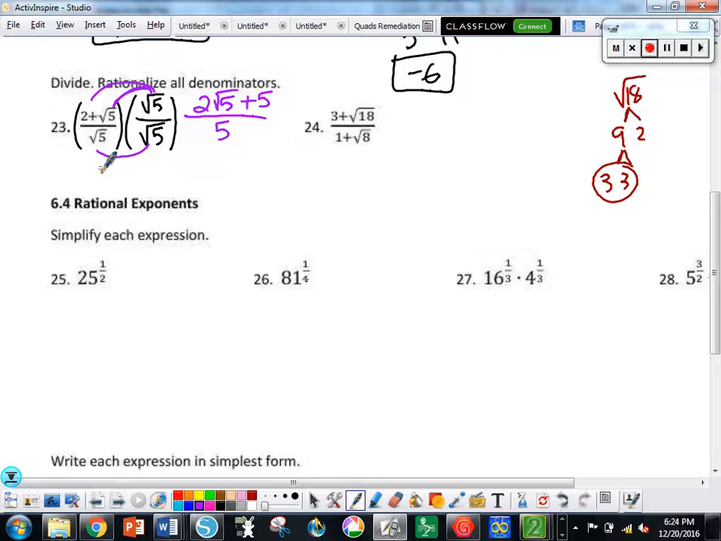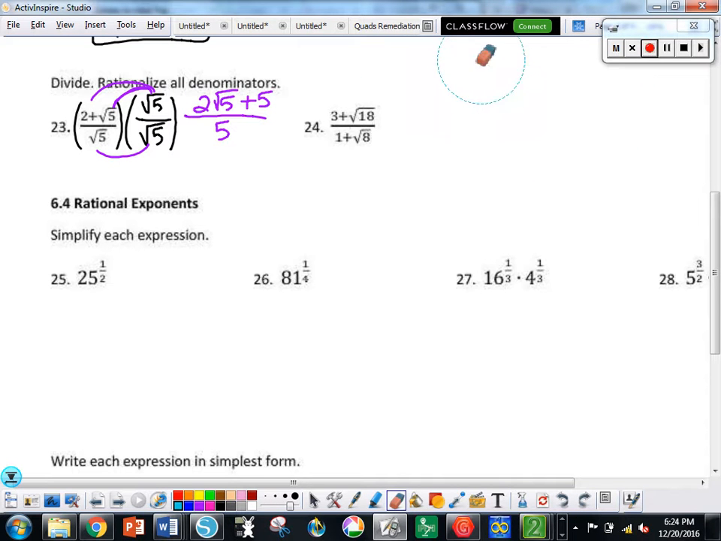Number 24, this one is a little bit trickier. I'm going to probably need a little bit more space here, so let's get rid of all of this stuff. With number 24, you need to multiply by the conjugate. You have to multiply by something that's going to get the square root out of the denominator. In the last case, it was a monomial, so if I multiplied it by the square root of 5, it cancels. You don't have to multiply by the negative square root of 5, just the square root of 5.